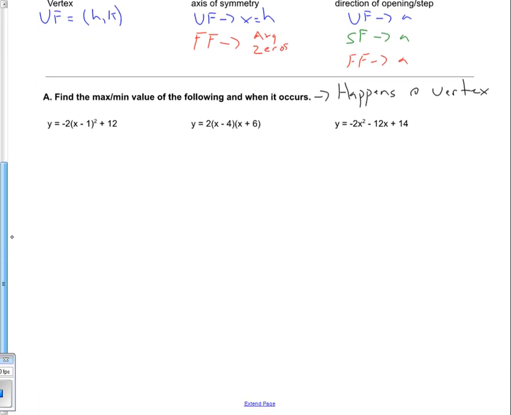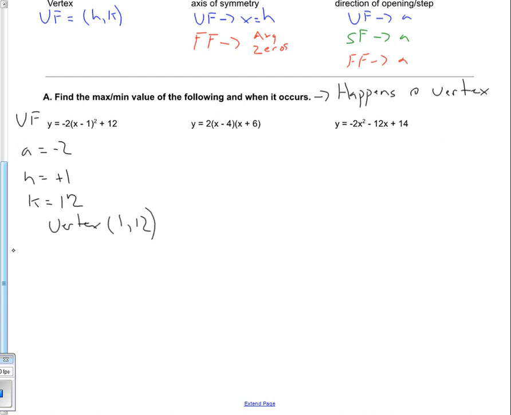So if we're trying to figure out what the vertex is, in this case, this happens to be given to us in vertex form. So the nice thing about this is that it gives us our a, h, k values. Our a value is -2. Our h value is +1. Our k value is +12. So the vertex is at (1, 12).